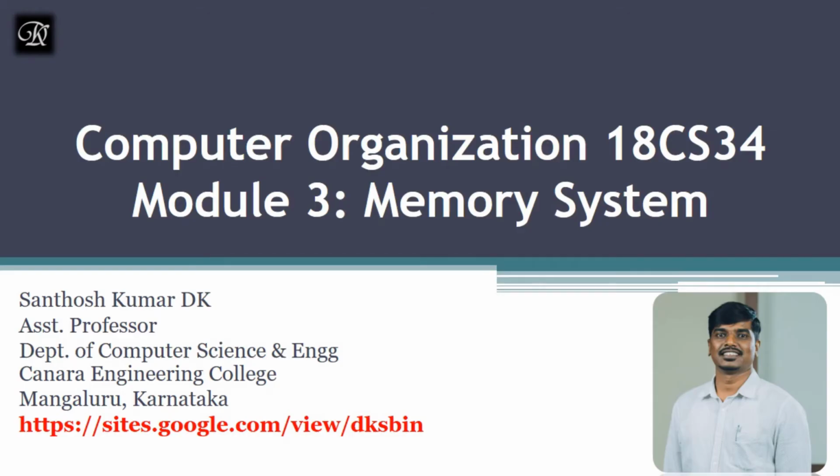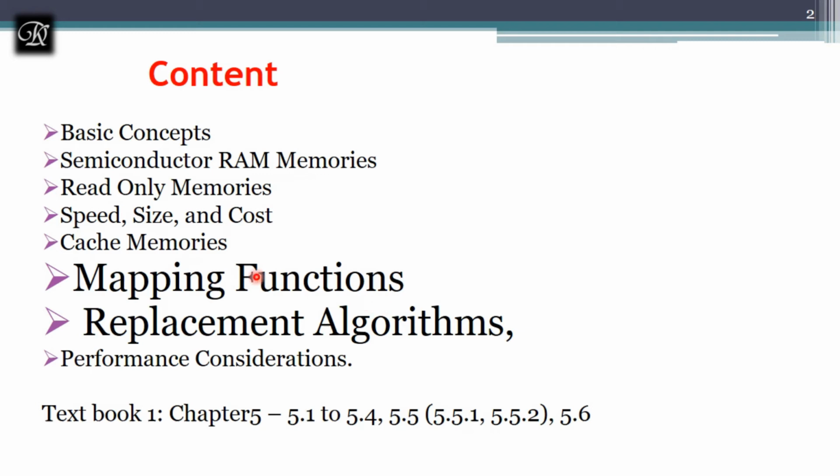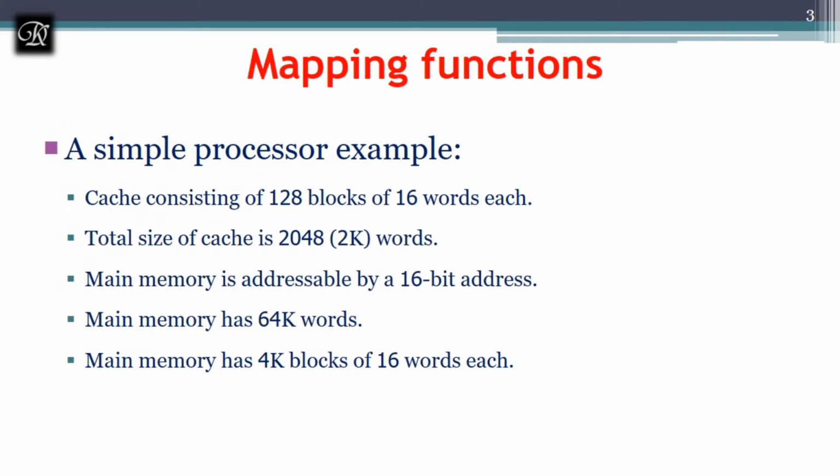Hi all. In this video, we will discuss Module 3 Memory System. We have already seen basic concepts, semiconductor RAM, ROM, speed, size and cost, cache memories, and we have seen the definition of mapping function and replacement algorithm and the respective theory in the previous video. Let's see the examples on this and the types of the mapping function.